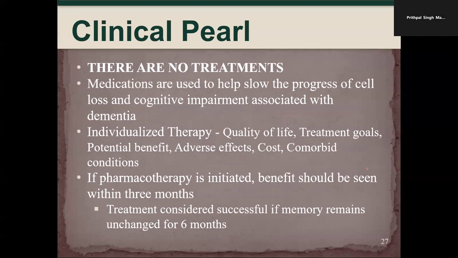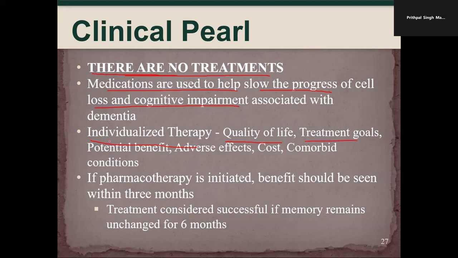What is the clinical course? What are the guidelines for treatment? At this moment we do not have a cure. Medications are used to help slow the progress of cell loss and cognitive impairment, that is dementia. Therapy is individualized so as to improve quality of life. When we talk about quality of life, we need to say that the patient is able to perform daily tasks or daily activities without any assistance.